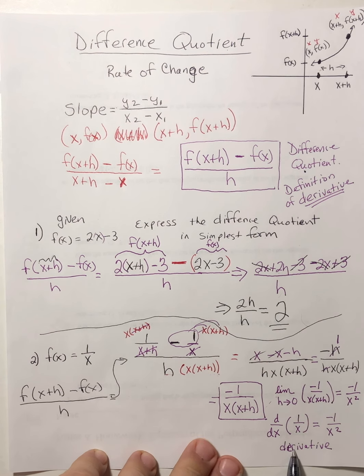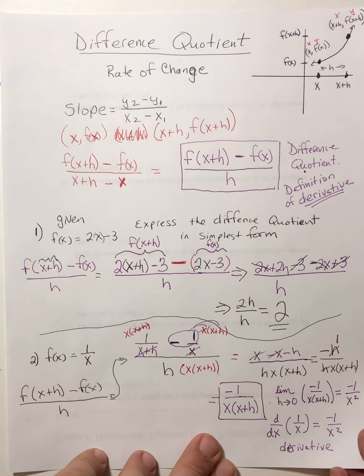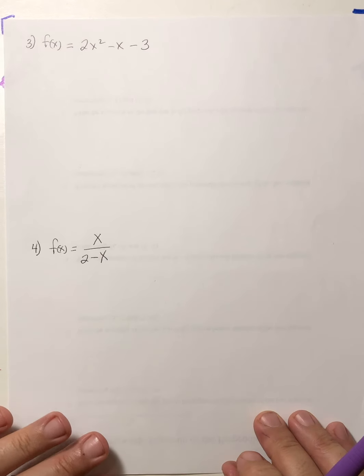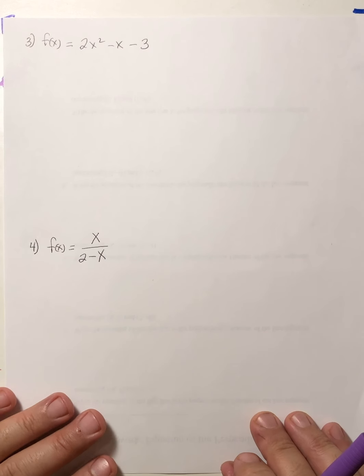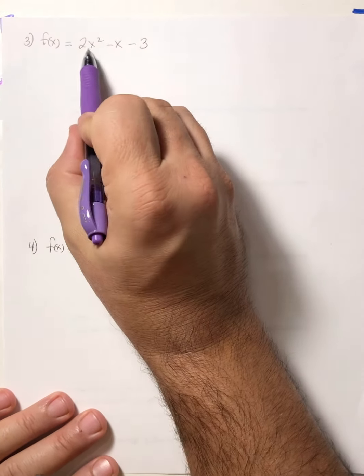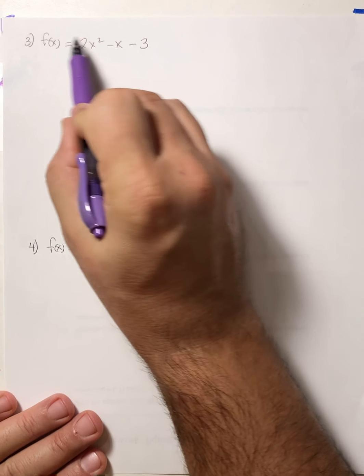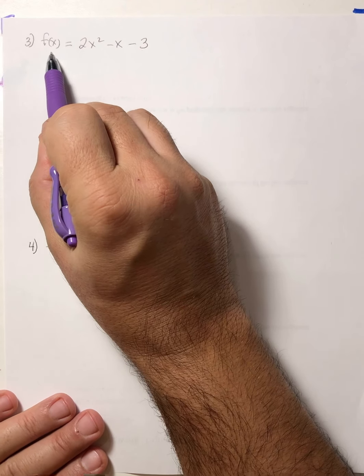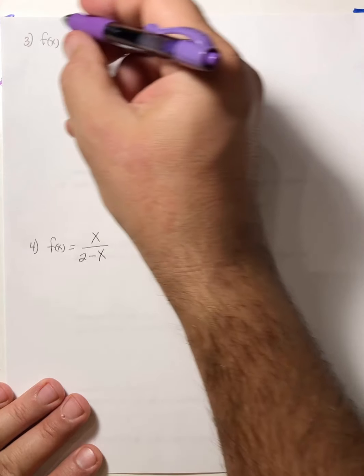Okay, so that's all. It's just algebra. Straightforward as can be, simple as can be. Nothing challenging. What's more challenging is that the equations get more challenging. All right, now look at this one: 2x squared minus x minus 3. We're going to find the derivative. We're going to find the difference quotient, and then we're going to put it in simplest form.